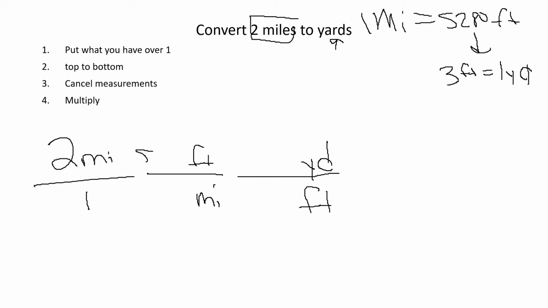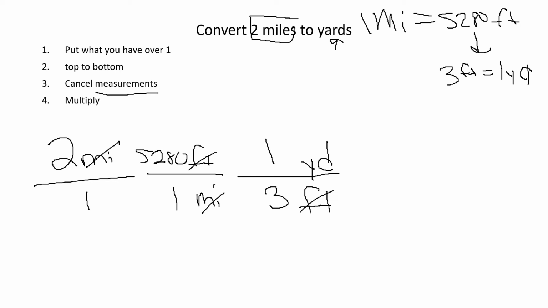There are 5,280 feet in 1 mile. There are 3 feet in 1 yard. There are not 3 yards in 1 foot. It does matter where your numbers go. That's why we do our words first. Step 3, we're going to cancel any measurements. Just the words. Miles over miles, feet over feet.